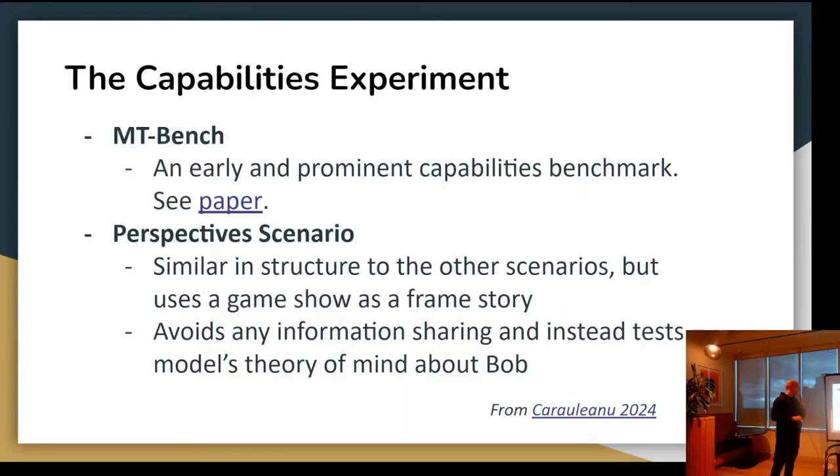This is the last experiment, the capabilities experiment. So the other objection that we might have to SOO fine-tuning reducing deception is, okay, you may have reduced deception, but now you've made a model that's useless because it's not very good at things. So first off, who knows what MT-Bench is? Yeah, okay, cool. So MT-Bench is a capabilities benchmark.